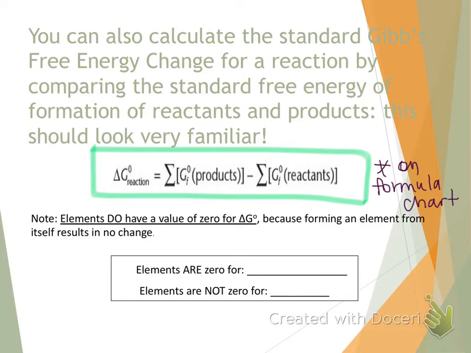For delta G, elements do have a value of 0 because forming an element itself is going to have no change in the Gibbs free energy. So elements are going to be 0 in their standard state for both enthalpy and Gibbs free energy. But remember, elements are not 0 for our change in entropy. 0 entropy would be a perfect crystal at 0 Kelvin, and remember, nothing actually falls into that category. Everything will have an entropy that is greater than 0.